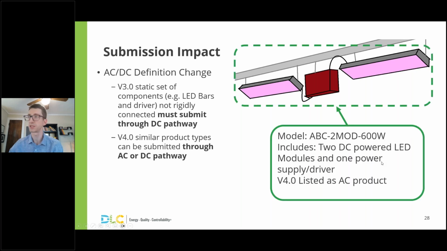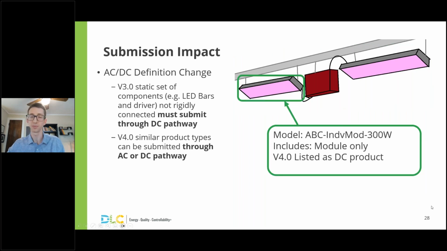So to go through an example, if you sell a model that includes the two LED modules and a driver, and you have a single model number that represents that set of components, in version 4, you can list that as an AC product, even if those modules are flexibly connected and can be installed in the field vertically or horizontally in a row.